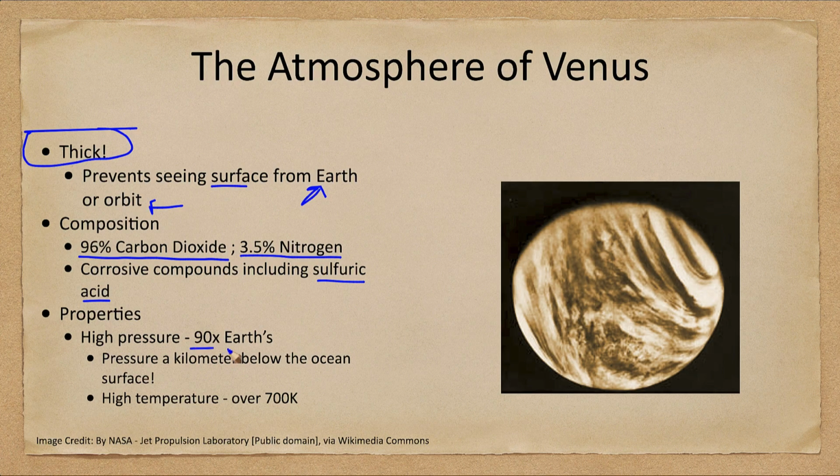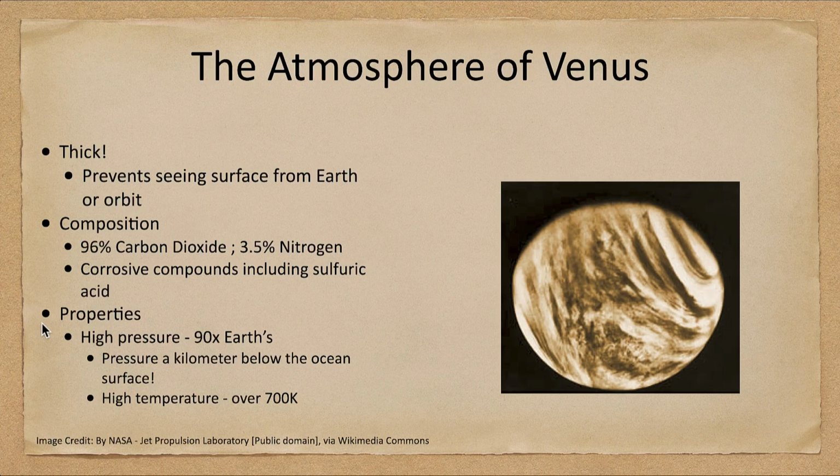So it has an extremely high pressure, 90 times Earth's pressure. How do we relate that? Well, that would be about the equivalent of a kilometer below the ocean's surface. So if you go down a kilometer in the ocean, the pressure of all the water you feel there would be similar to what you would feel just standing on the surface of Venus. It also has a high temperature of 700 Kelvin. So high temperature, high pressure, corrosive compounds. The craft that do land on the surface don't last a very long time. So while we've had a few pictures, most of the studies of Venus have been done from orbit.